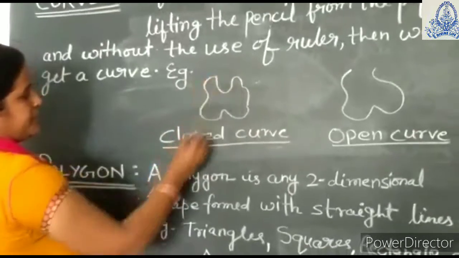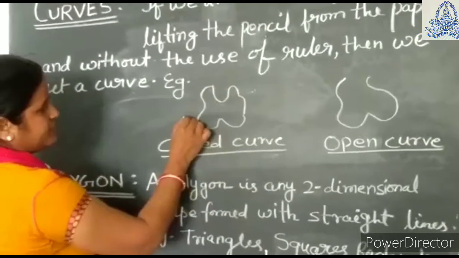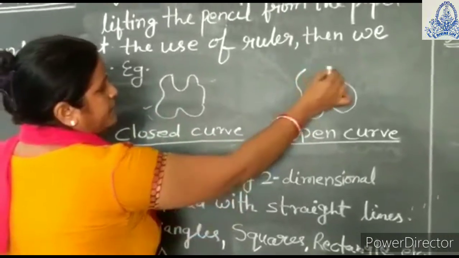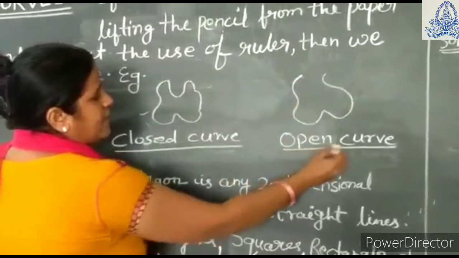See here, we start with one point and end with other points. Join the 2 points, we get a closed curve. This figure is known as closed curve, and this figure is open on both sides, so it is an open curve.